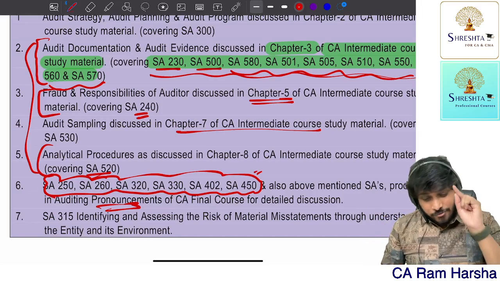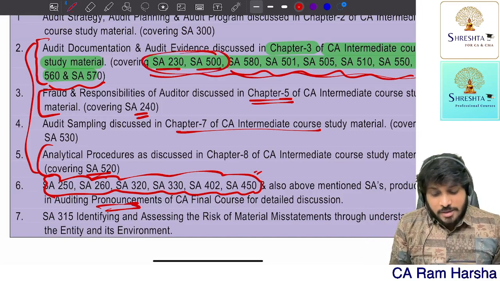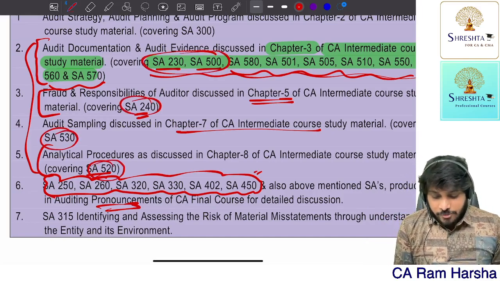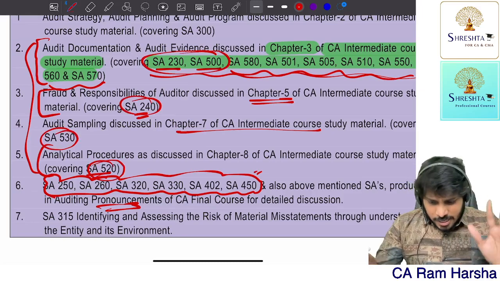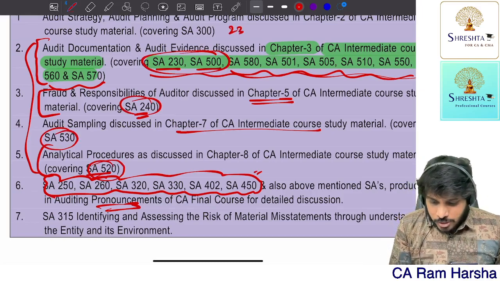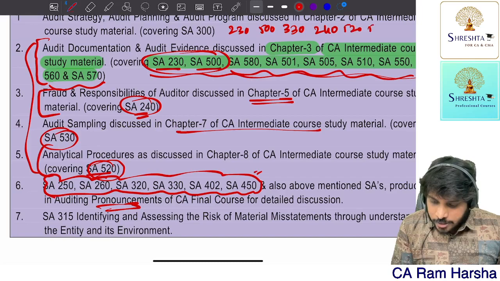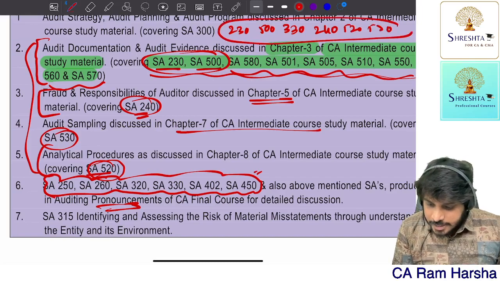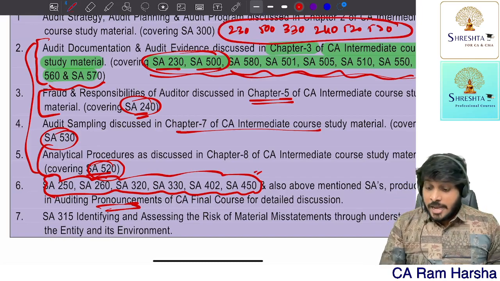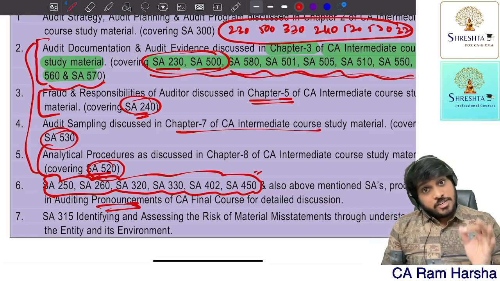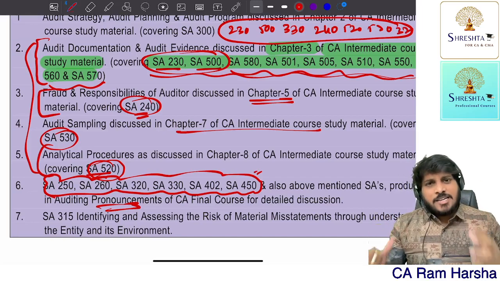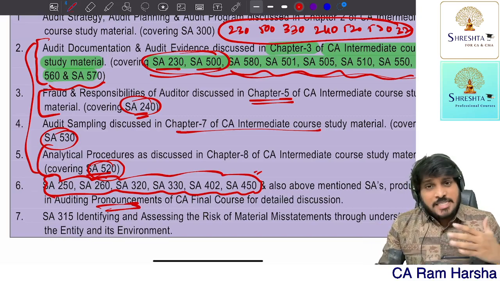And for a few topics, SA 230, 500, 240, 530, 520, let me list them out here once. 230, 500. There is another standard called 330, 240, 520, 530. These 6 standards, and there is another one, 320 materiality. For these standards, I directly provide my students the CA Inter video.